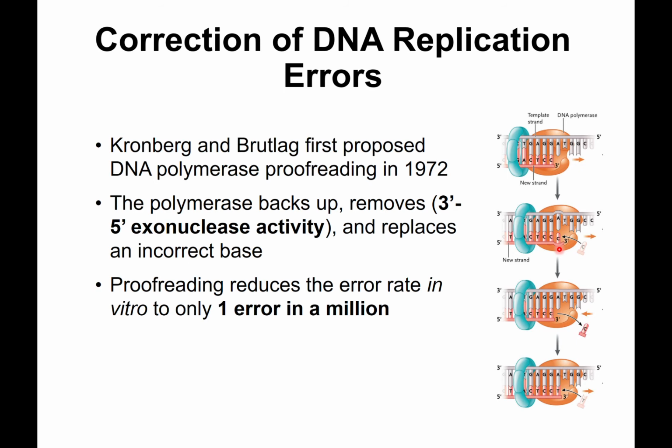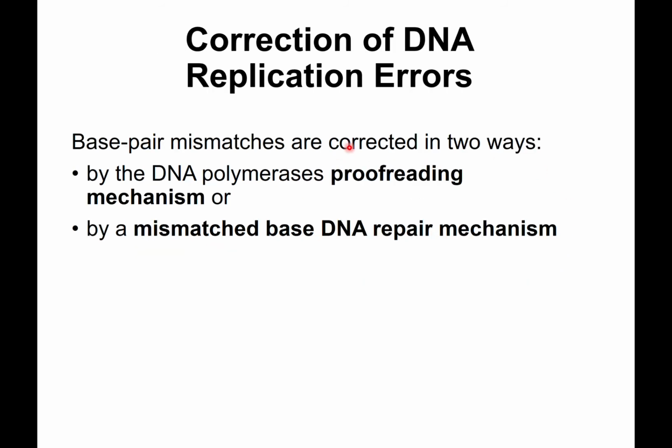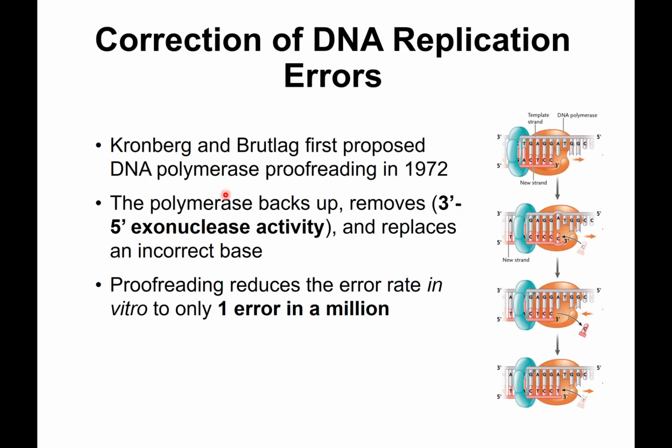And when it senses that, it can actually back up by one nucleotide in this case and remove the wrong nucleotide it just added. This is referred to as the 3' to 5' exonuclease activity of DNA polymerase III in this case. It backs up, removes that nucleotide, and replaces it with the correct one. Okay, so this is referred to as the proofreading mechanism. So the DNA polymerase itself can sense its own mistake, and by doing that, can reduce its error rate to 1 in a million. It's okay for prokaryotes.